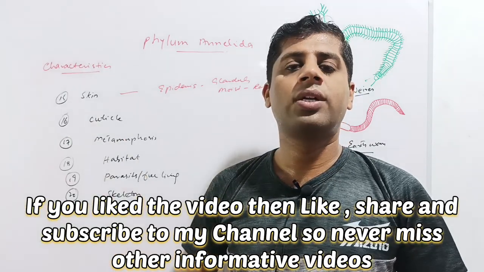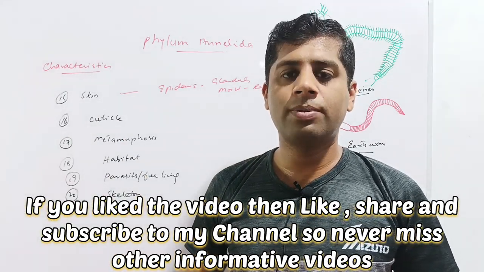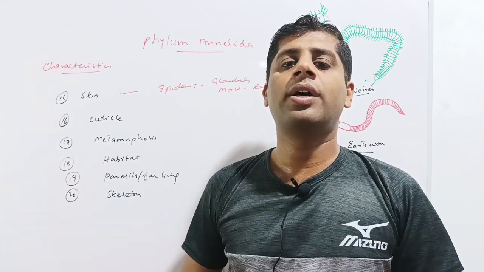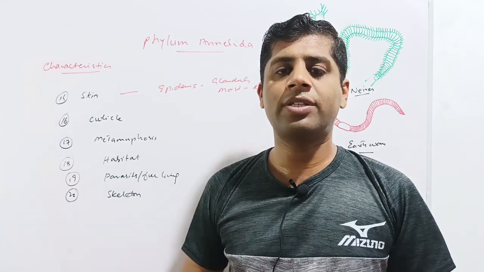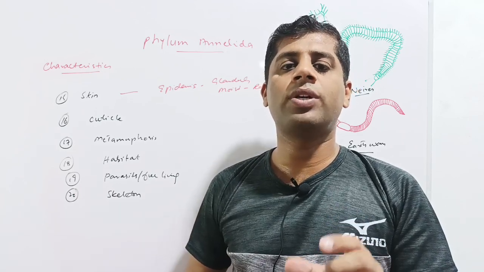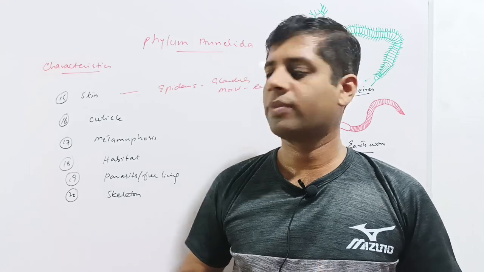The cuticle. Cuticle is the tough and flexible membrane which covers or surrounds the whole body of these worms, and this cuticle is basically made up of waxes or lipids. So this is basically protective in nature and prevents evaporation from the body.